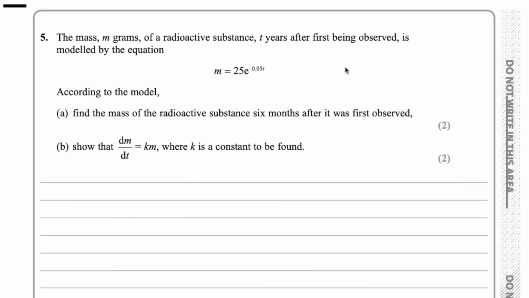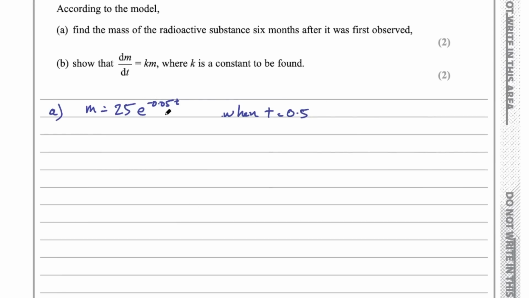Question 5 says the mass m grams of a radioactive substance t years after first being observed is modeled by the equation m equals 25 times e to the power minus 0.05 t. According to the model, part A says find the mass of the radioactive substance 6 months after it was first observed. So for part A, we have the equation m equal to 25e to the minus 0.05 t, and 6 months in years, well, that will be when t equals a half, 0.5. So we just need to substitute that into the equation.